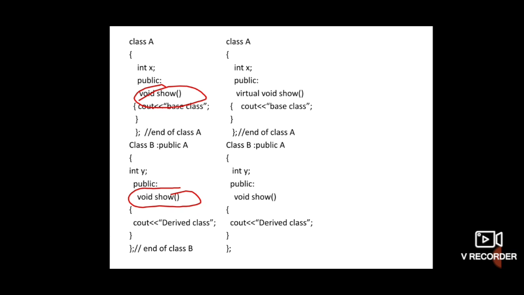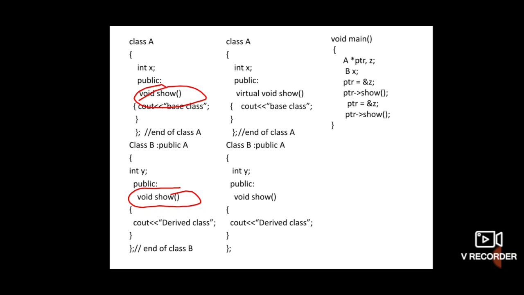Now what is the difference between these two classes, student? In the first program, the virtual keyword is not used. So what is the output in this program? Base class is displayed 2 times. Now in this program, the virtual keyword is used in the base class. So what is the output for this program?